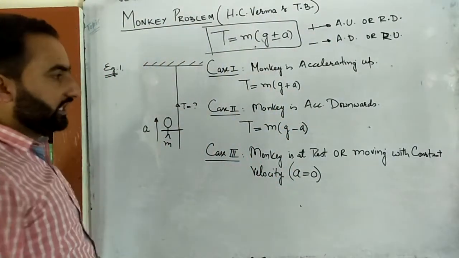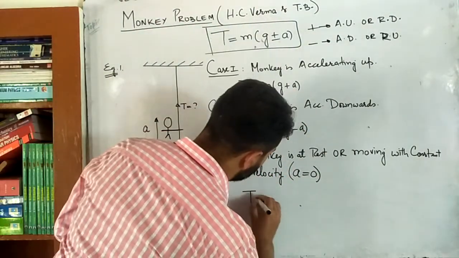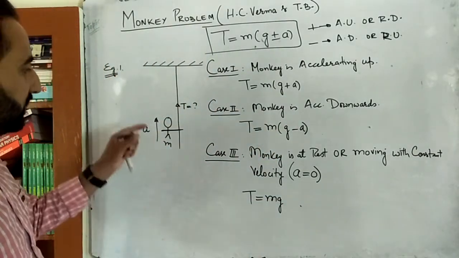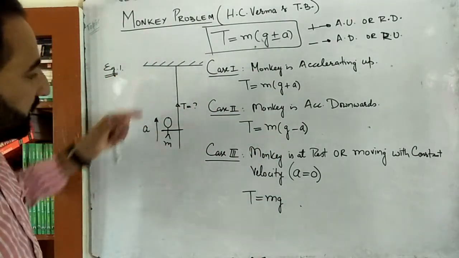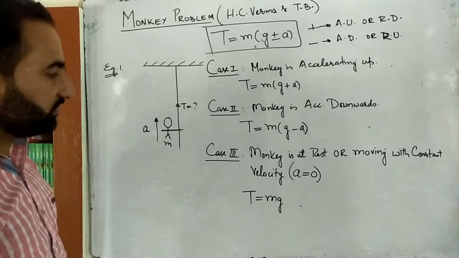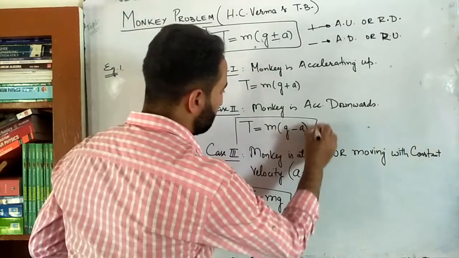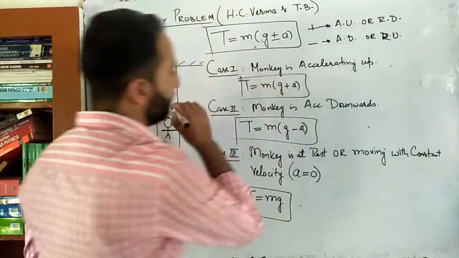What is the acceleration? That is 0. So in this situation, the tension is simply equal to m multiplied by g. If the monkey is at rest, or moving upwards or downwards with a constant velocity, in all these situations, tension is simply equal to m multiplied by g. In the other cases, it is m multiplied by g minus a, or m multiplied by g plus a.